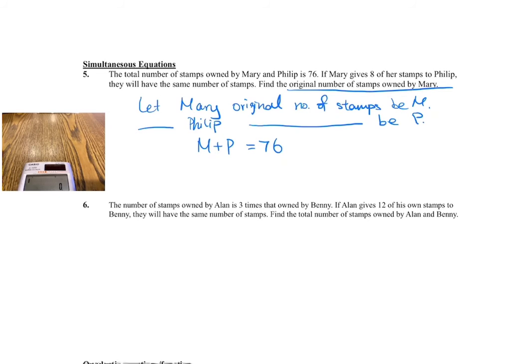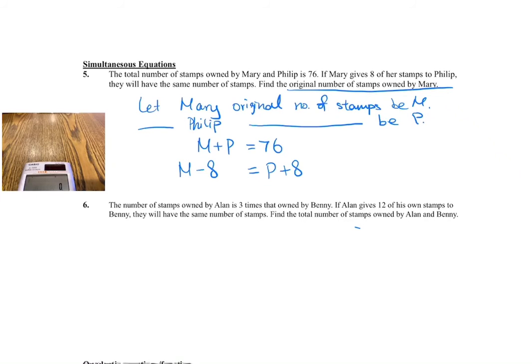And then the second one, if Mary gives 8 of her stamps to Philip, they will have the same number of stamps. So if Mary gives 8 of her stamps, that means she has 8 less now. In other words, Philip will have 8 more because he got 8 stamps from Mary. If that's the case, then they will have the same number of stamps. Cool. And then you have to find the original number of stamps owned by Mary.